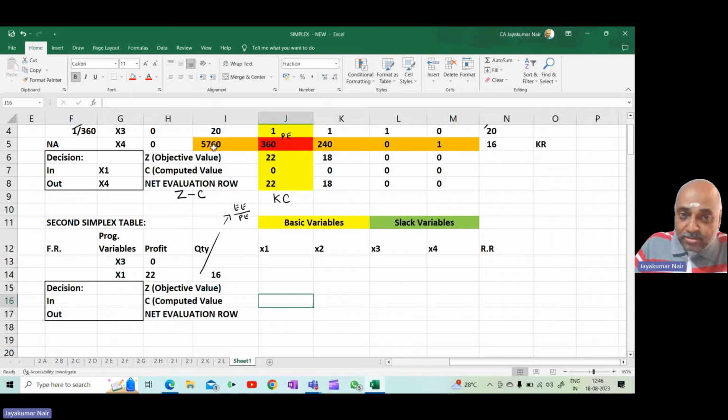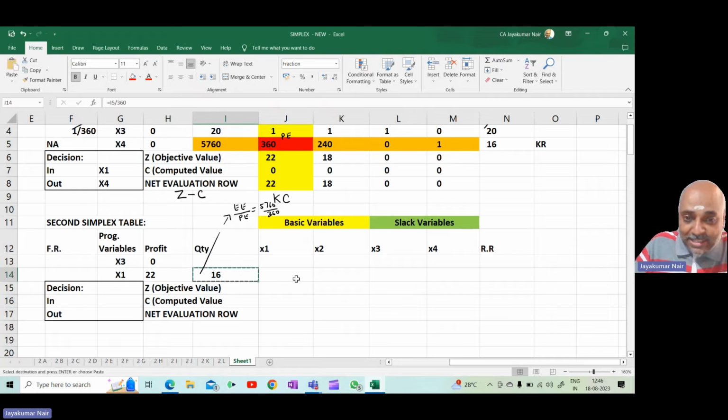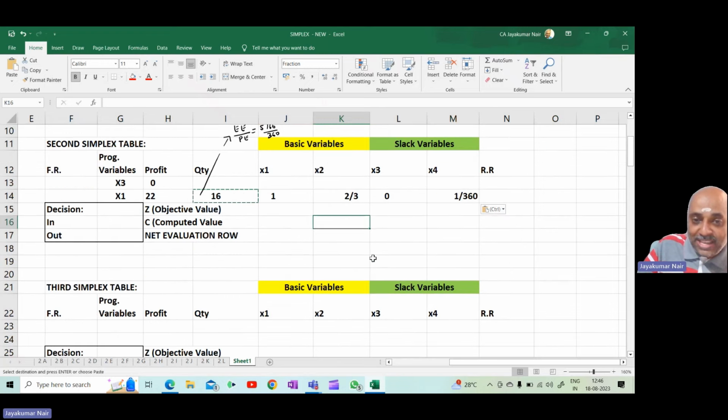So it is 5,760 divided by 360. So how do you get this? It is 5,760 over 360. Similarly, 360 divided by 360 and then 240 divided by 360 and so on, you get these values.